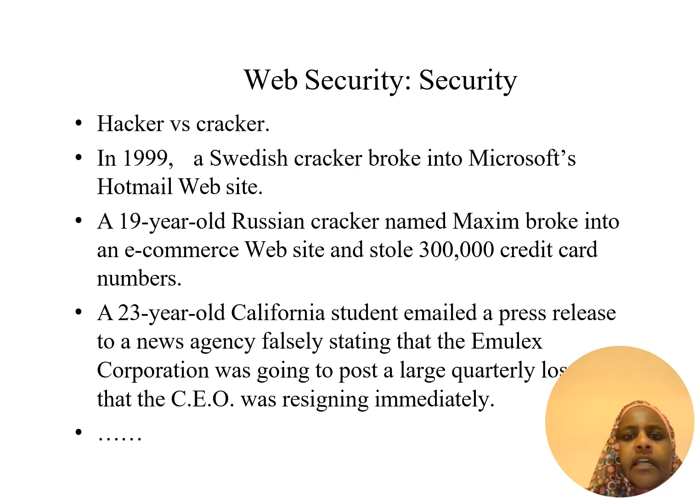In 1999, a Swedish cracker broke into the Microsoft Hotmail website and created a mirror website where everyone could read the emails of everyone. A 19-year-old Russian cracker named Maxim broke into an e-commerce website, stole 300,000 credit card numbers, and asked them for $100,000 to keep these numbers secret. They refused to pay him, and he actually published the numbers.